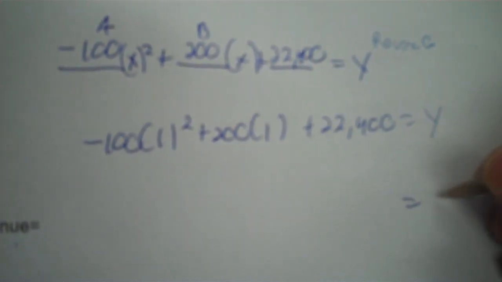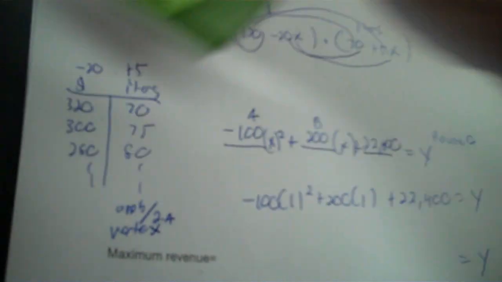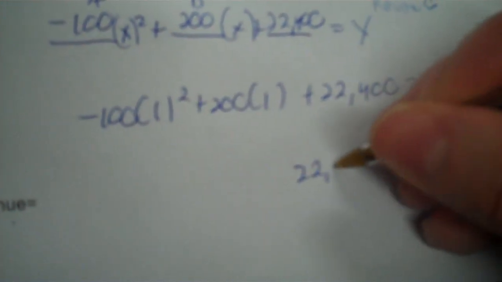And that will find our y. Okay? So we got negative 100 times 1 squared plus 200 times 1 plus 22,400, and that's 22,500. So what that means is you only have to change the price one time to make your maximum revenue 22,500.